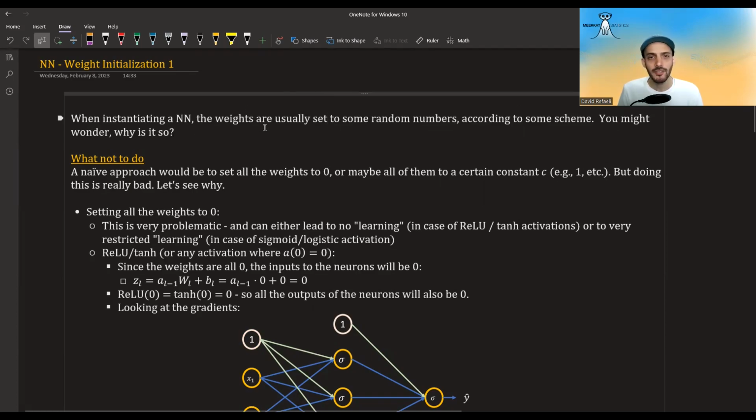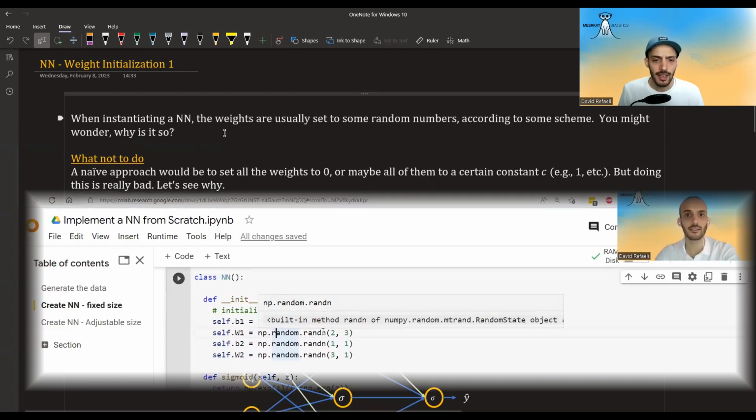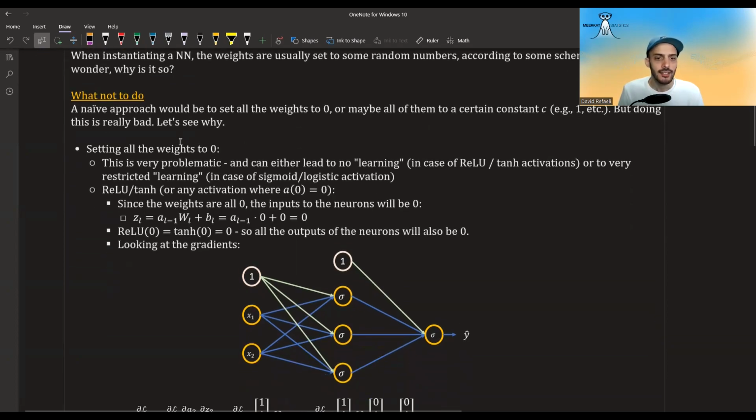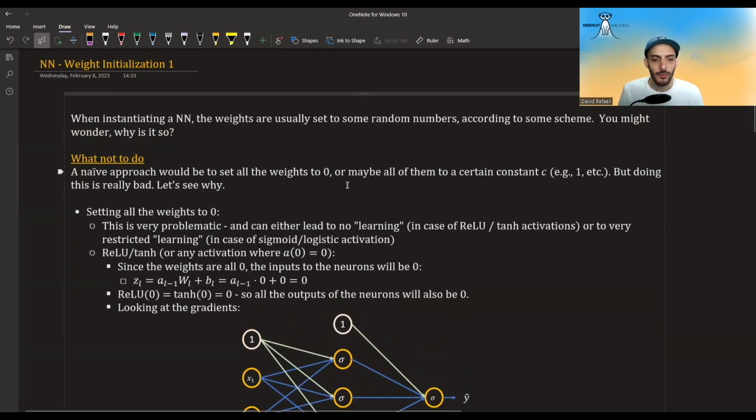If you remember, in a previous video where we built a neural network from scratch only using NumPy, I initialized the weights to be from a random normal distribution. So you might wonder, why did we do that? In this video, I'm going to talk about what not to do.